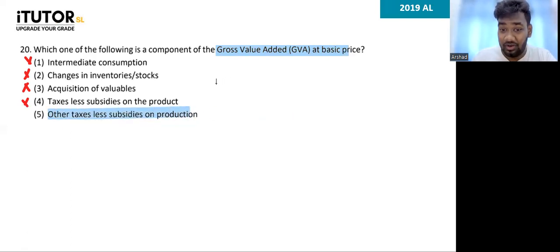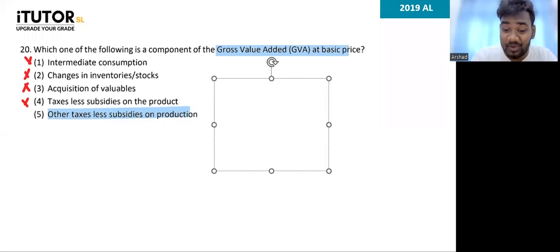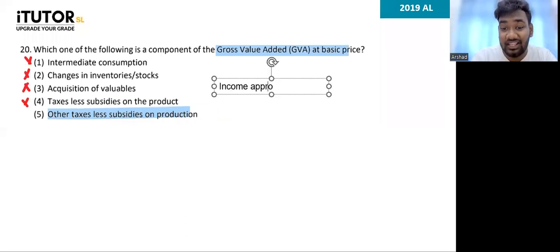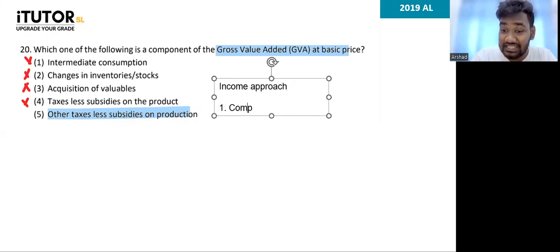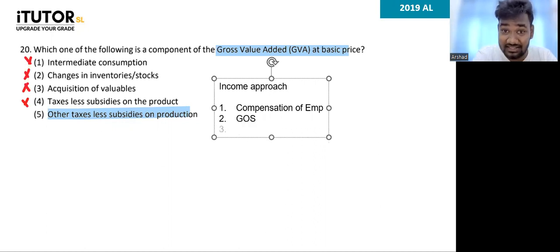How? Remember the income approach. How do you calculate GVA using the income approach, guys? First component is compensation of employees. Second component is gross operating surplus. What's your third component? Your third component? Yeah, mixed income, you can consider it inside gross operating surplus. What's the other one then?